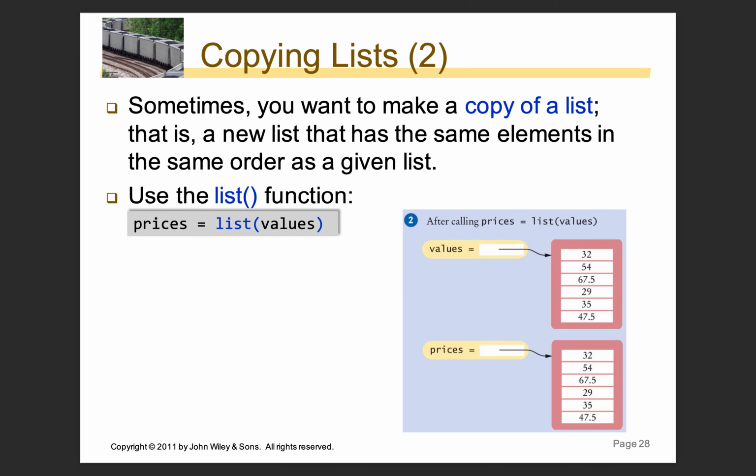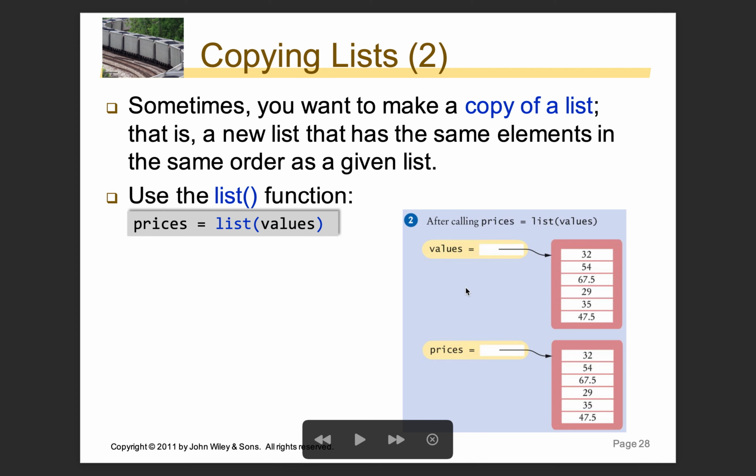Sometimes you don't want that. You want to make a copy of the list in memory. That is a completely new list that just has the same elements in the same order as the original list. To do that, you use the list function. So you have a new list, which we're going to give the variable name prices, equals list, so the name of the function, and then the list that you want to copy, so values.